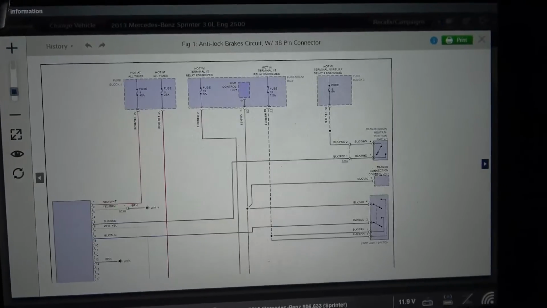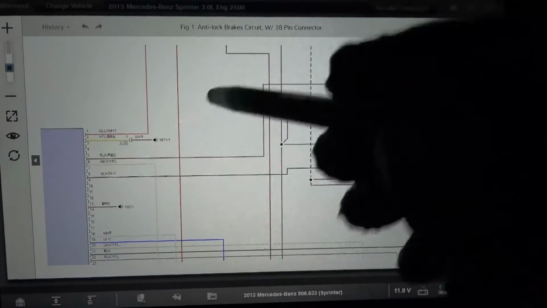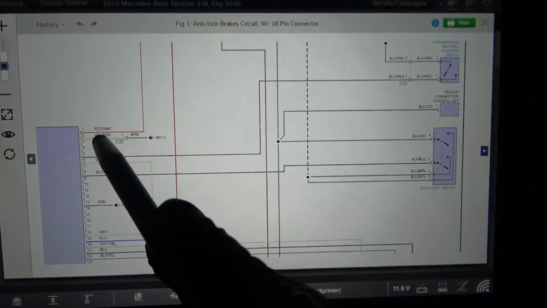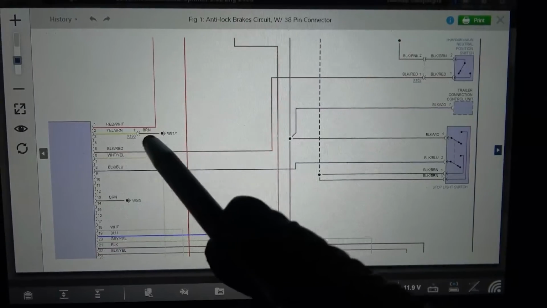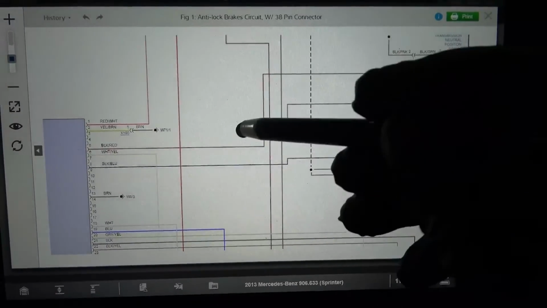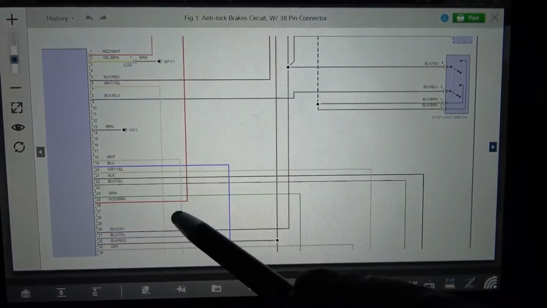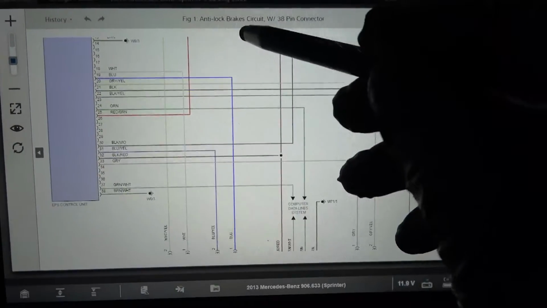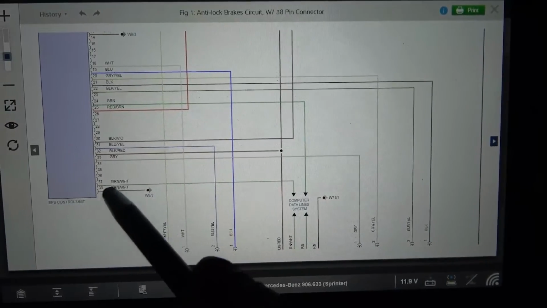I don't know why it says brown, then it turns yellow, but usually they're brown. Okay, so brown, yellow, and brown. So we're going to check this wire. This is our first ground. It's pin 2. And then we have a brown wire here, pin 13. And then we have another one, brown and white, pin 38.